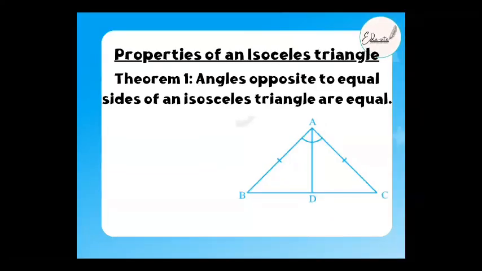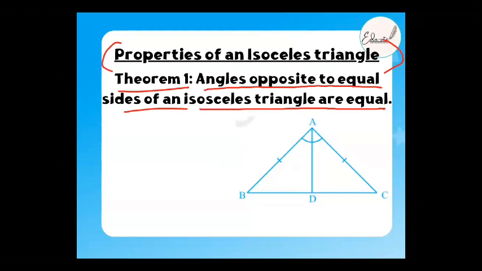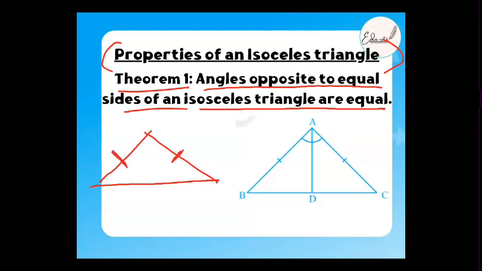There are a few properties of an isosceles triangle. The first theorem tells us that the angles opposite to the equal sides of an isosceles triangle are equal. If you have an isosceles triangle here with equal sides, then the angles opposite to the equal sides are equal. Now, which is the angle opposite to this side, beta?